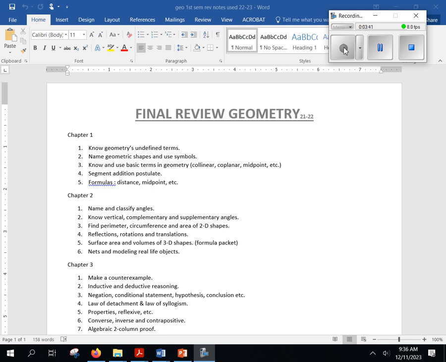Surface area and volumes. Again, make sure, in your notes, we had all the formulas. So make sure you know where that formula sheet is.